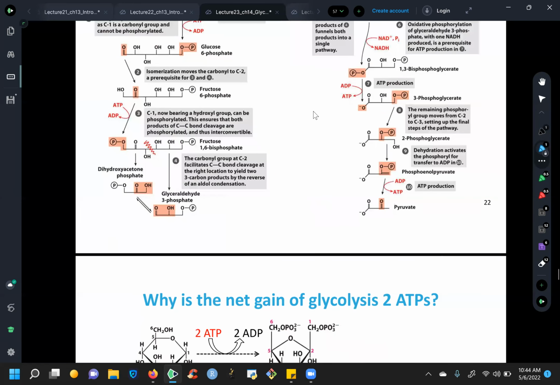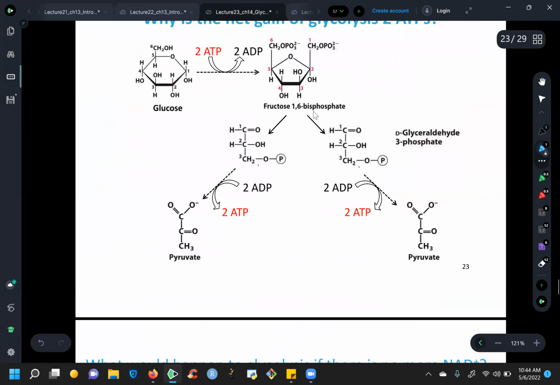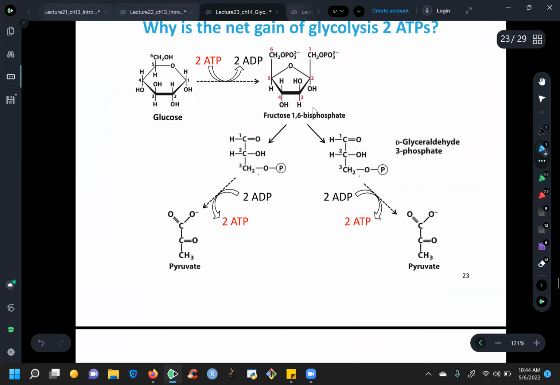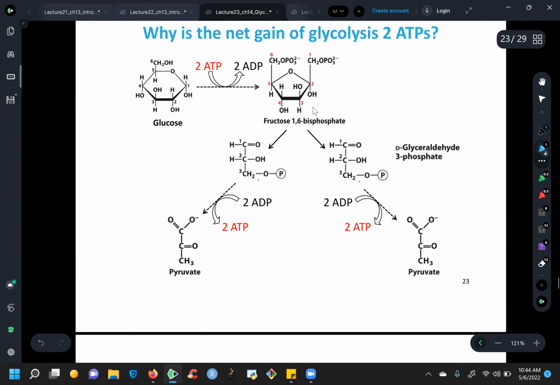Chemical logic of glycolysis. I went over that in discussion in detail. What is the net gain of glycolysis? 2 ATPs. Because it costs 2 in the preparatory phase, and then you made 4 in the payoff. So 4 minus 2 is 2.